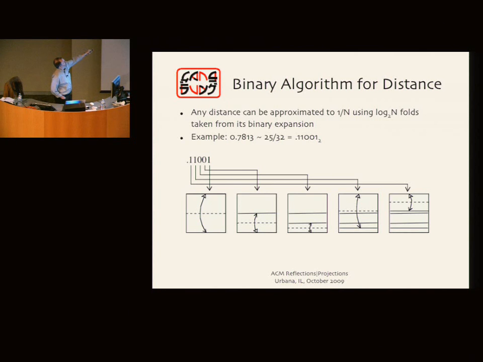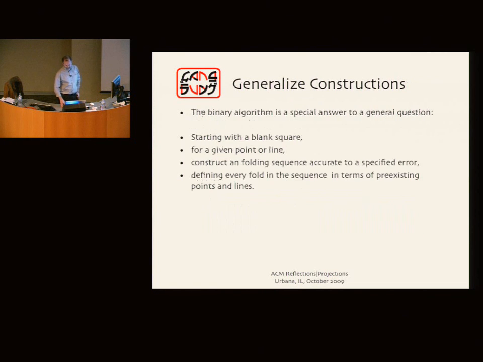You start at the least significant bit. And for every 1, you fold the top down. For every 0, you fold the bottom up. And you just go top down, bottom up, top down, and so on. And the last fold you make divides the side in the desired ratio. And we can generalize those types of constructions. The general description would be starting with a square, for a given point or line, how could I construct a folding sequence for that desired point or line to within a specified error?